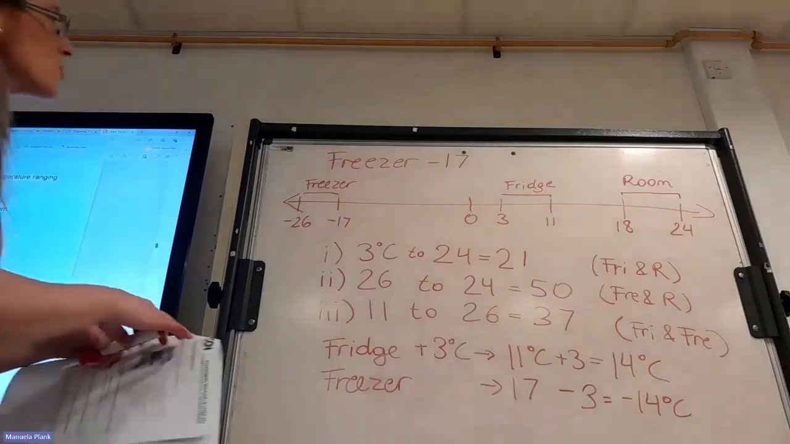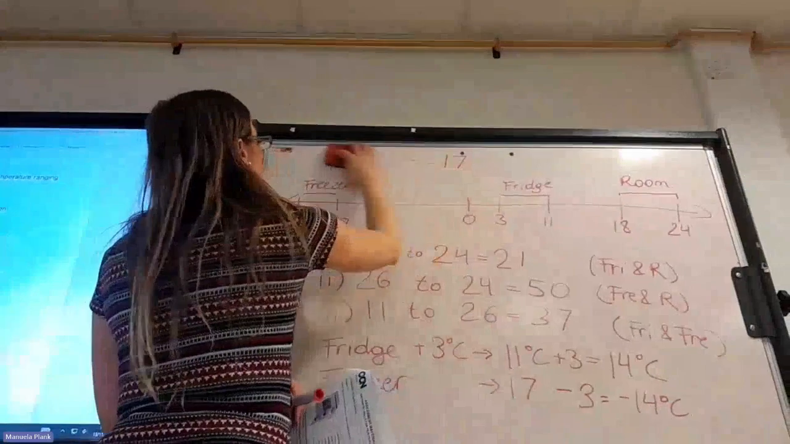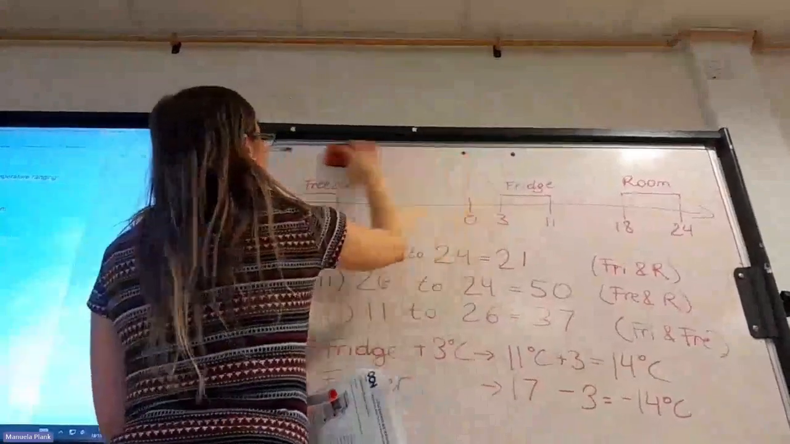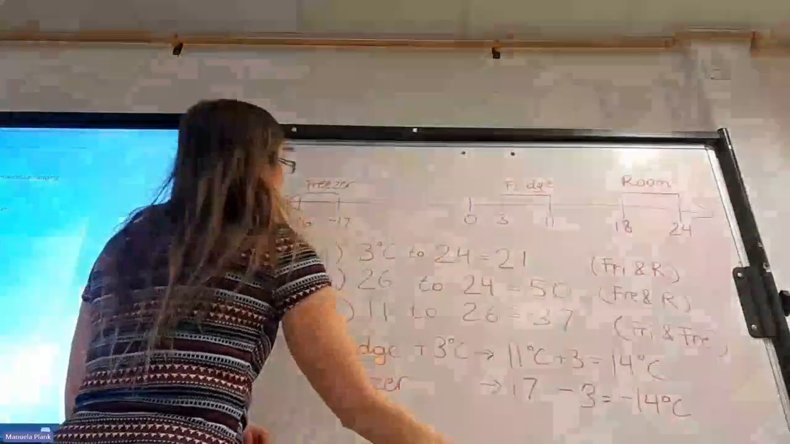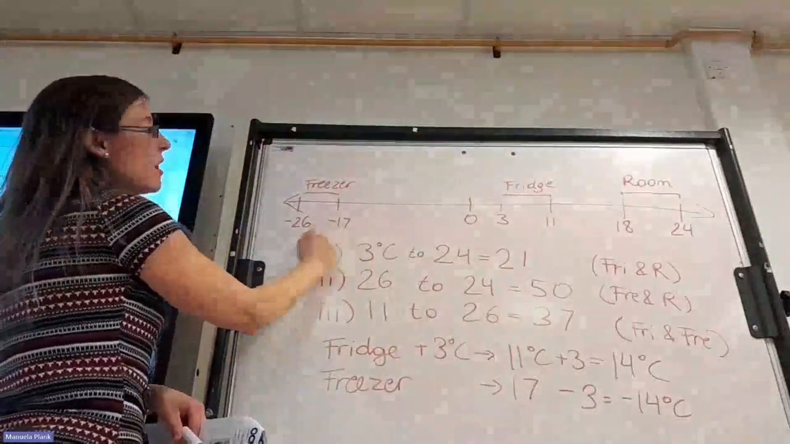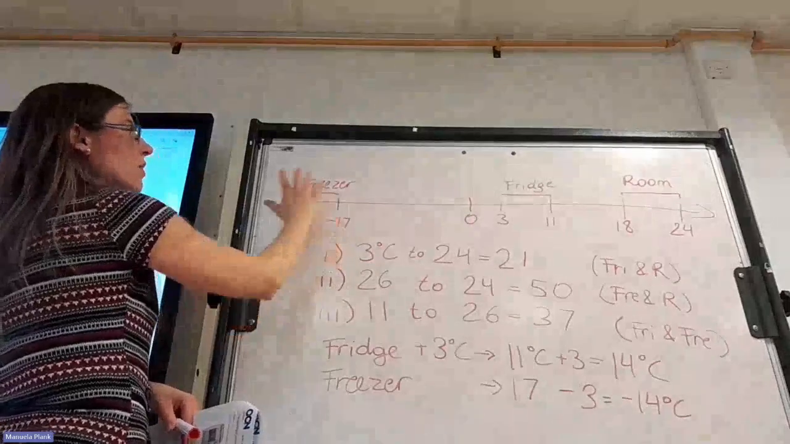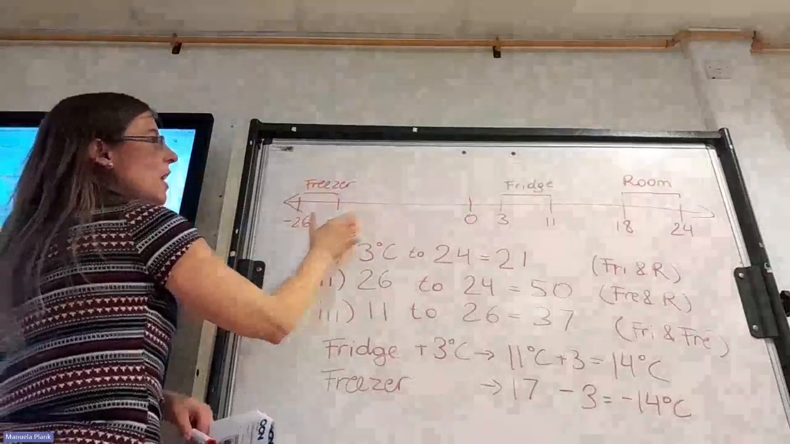So first of all, we should always draw a number line because otherwise it might be confusing. So we have the freezer in the minus 26 and minus 17. This will change in your exam, so make sure that you write down the number line with the right numbers.